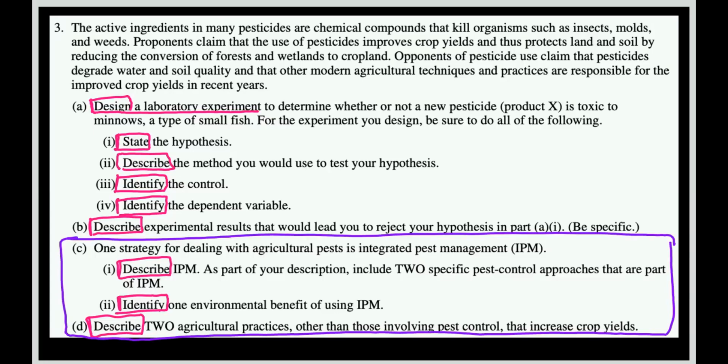So you could answer these two parts without worrying about your experiment. Even if you didn't know how to do the experiment, or you didn't want to do that part, or you didn't have enough time to think about an experiment, you could still do part C and D, okay? Because it just has to do with integrated pest management, which is something we're going to study. And if you're going into the AP exam and you've studied, you know what integrated pest management is. These part C and D are actually really easy.